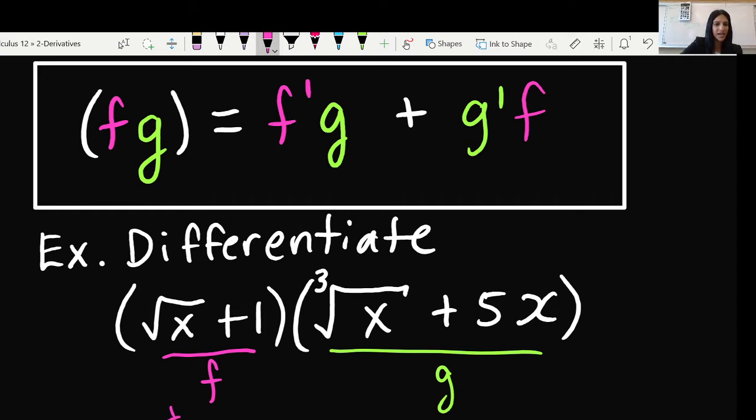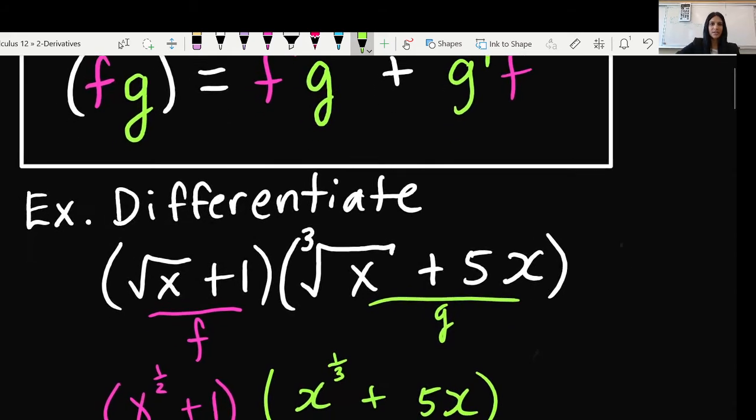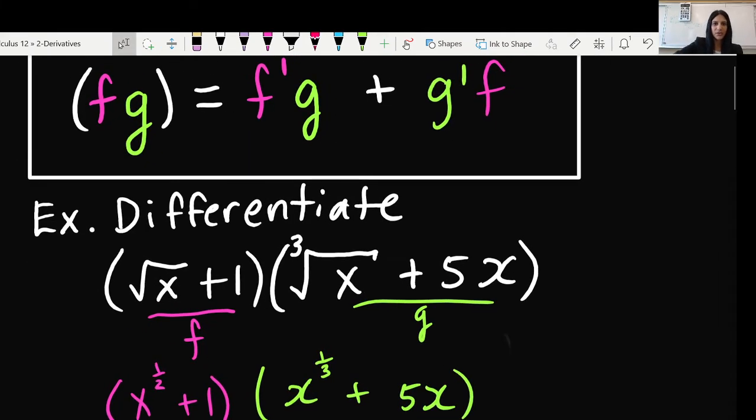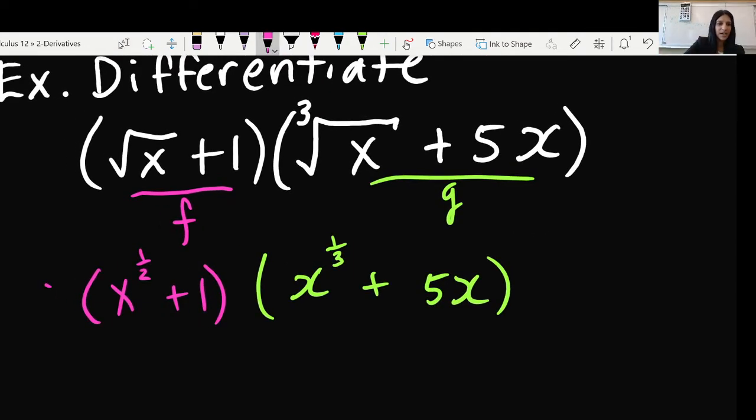So this is like saying x to the 1/2 plus 1. And in this one, this is like saying x to the 1/3. Remember, the root always becomes the denominator in our fractional exponent, plus just the 5x that we had. I'm going to make that smaller so that we can work with this. To make it easier to manage, I'm going to call that one our f of x.